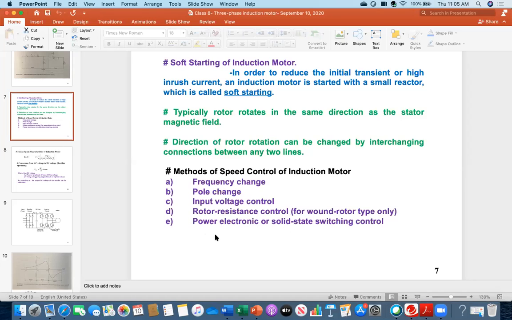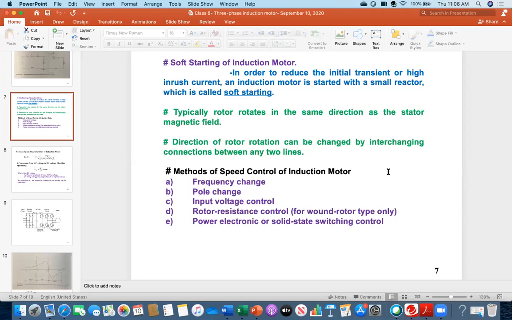The most preferred one, or the best one, is number E, power electronics based control. But all five methods can control dynamically. This is the best, and also the rotor resistance control is a very well known and preferred method. These two basically. Okay. Thank you. Okay, thanks.